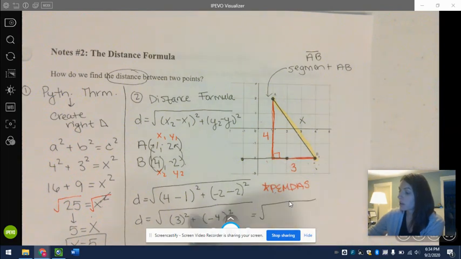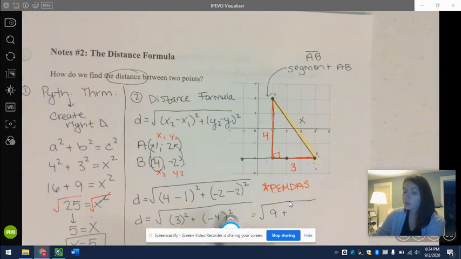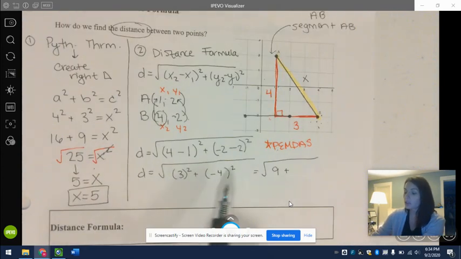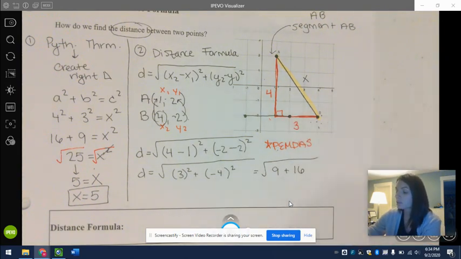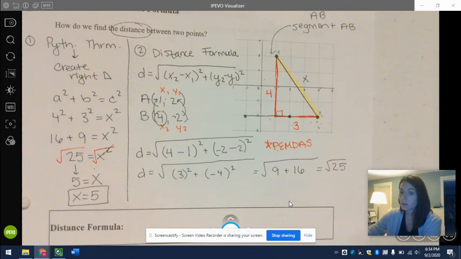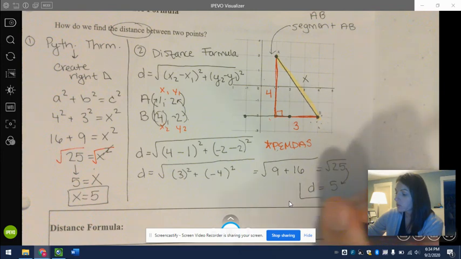So 3 squared is going to give me 9, plus -4 squared. Anytime I square a negative, it's going to make it positive. So -4 times -4 is going to give me positive 16. And then 9 plus 16 gives me 25. Okay, so I did parentheses, and I did exponent, and then I did that addition, and now I'm going to simplify this. The square root of 25, perfect square, is 5.